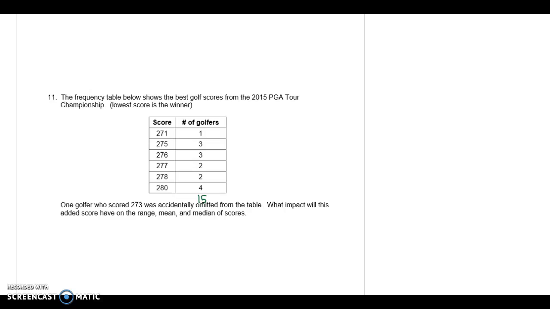So first thing we want to do is find out what is the median. If we have 15 golfers, we're looking for the 8th person. So let's see, 1, 2, 3, 4, 7, 8, 9 fall in here. So our median right now is 277. 273 is lower than that. So I know for sure the mean will decrease.